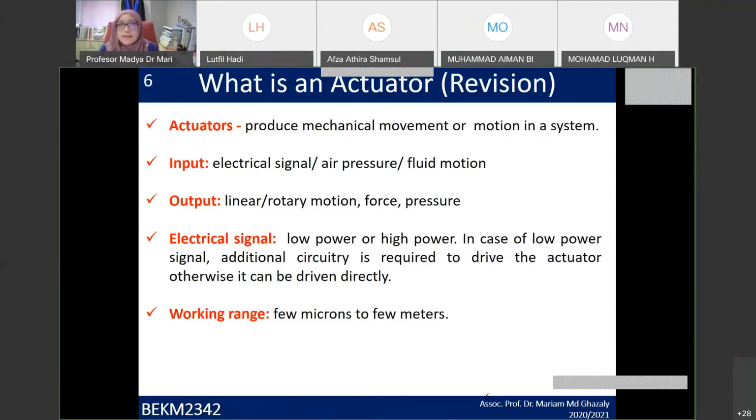Let me give you an example. In the first chapter, the introduction to mechatronics, I shared with you about semiconductor processes. In the front of line, you have the die attach process, the wafer sawing, and the wire bonding process. Those processes normally require very small displacement, in micrometers, sometimes even nanometers. So this is where you need a working range of a few microns.